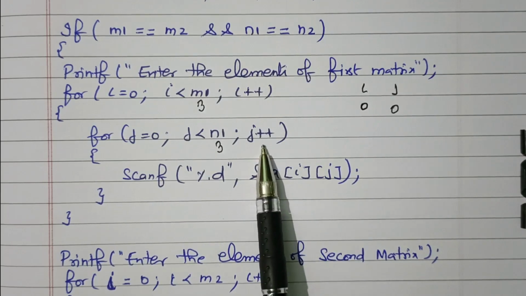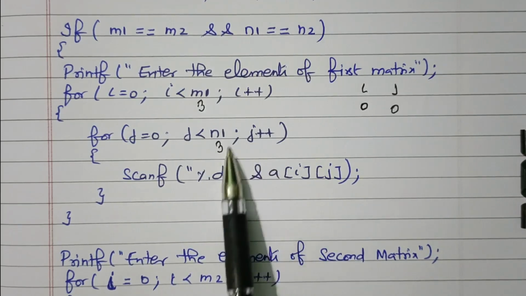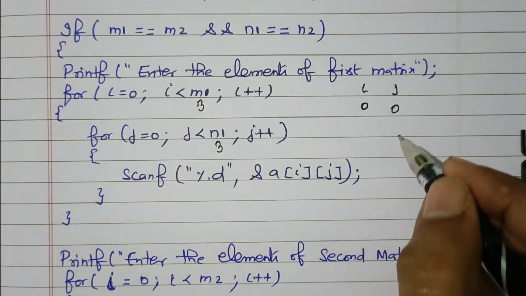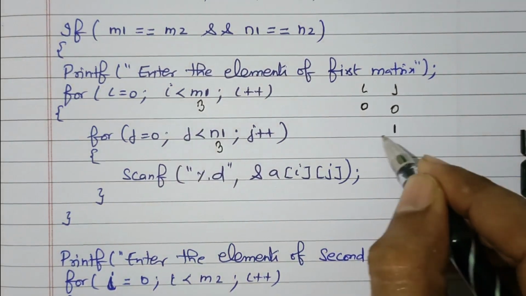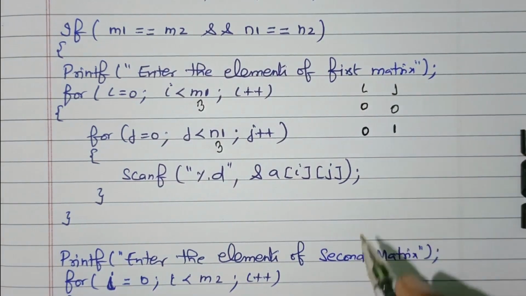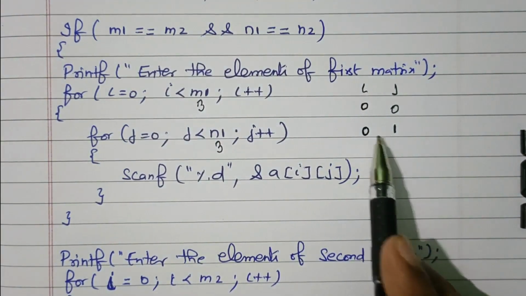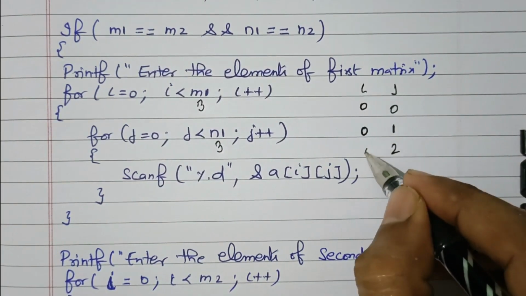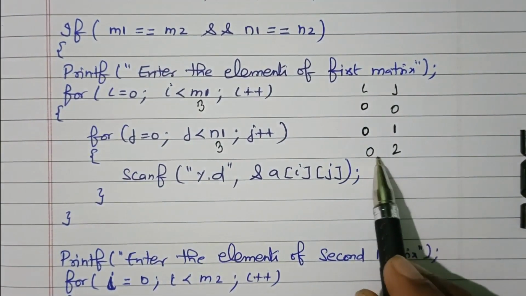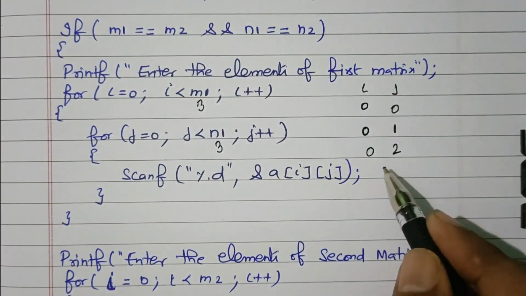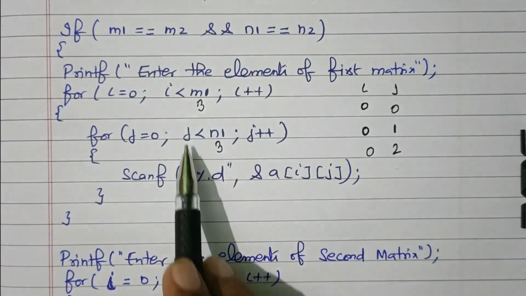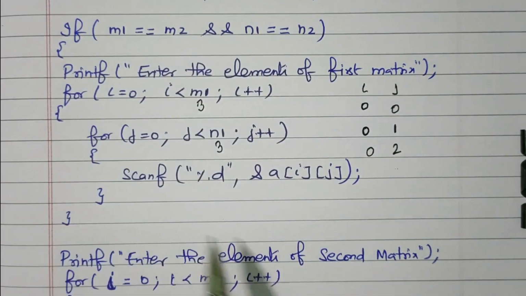Thereafter the j is incremented. It's an inner loop. It will complete the inner loop, then it will go to the outer loop. So in the inner loop, the j value is incremented to 1. I value remains 0. So the next element is stored in 0 1. Then j value is incremented to 2. I value remains 0. The third element is stored in 0 2. Right. When the j is 3, the condition is false. So it will terminate the inner loop and go to the outer loop.